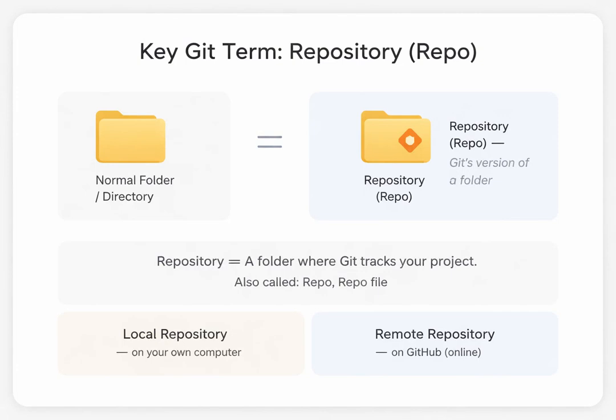Now let's get into the key terminology you need to know in Git. The first and most important term is repository, often shortened to repo. A repository is simply Git's name for a folder. Just like we normally call a folder a folder or a directory, in Git's world, that same concept is called a repository. It's the folder where your project lives and where Git tracks all your changes. There are 2 types, a local repository, which is on your own computer, and a remote repository, which is on GitHub, online. Keep this distinction in mind as we move forward.